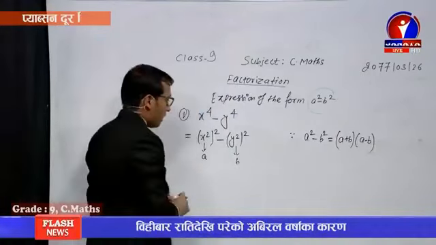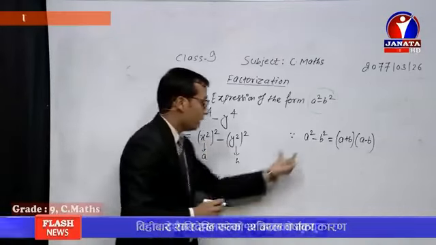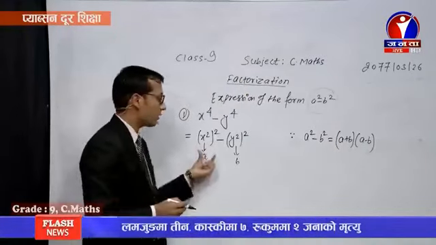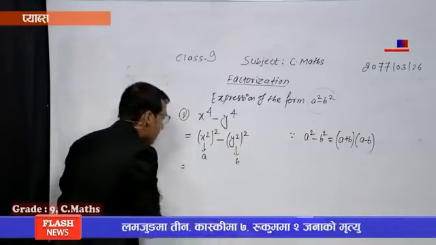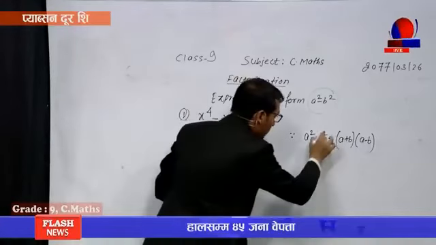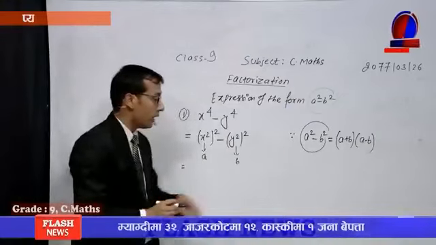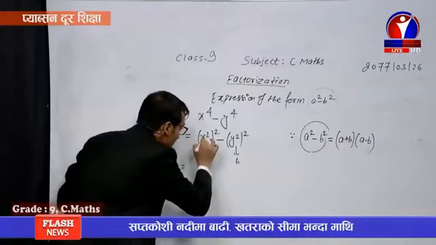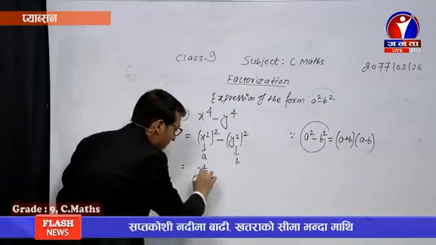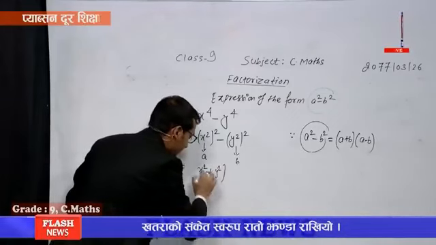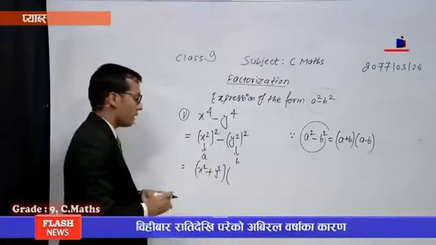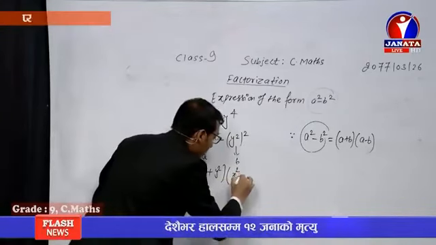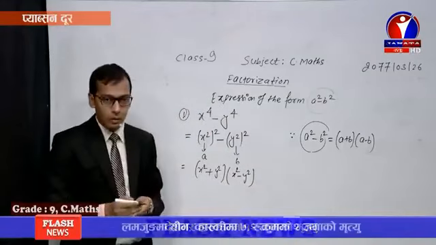So by comparing this expression with a square minus b square and using these factors, we can factorize this expression. These factors are a plus b and a minus b. What is a? x square. And y square is b. So a plus b times a minus b, where a is x square and b is y square: x square plus y square times x square minus y square.